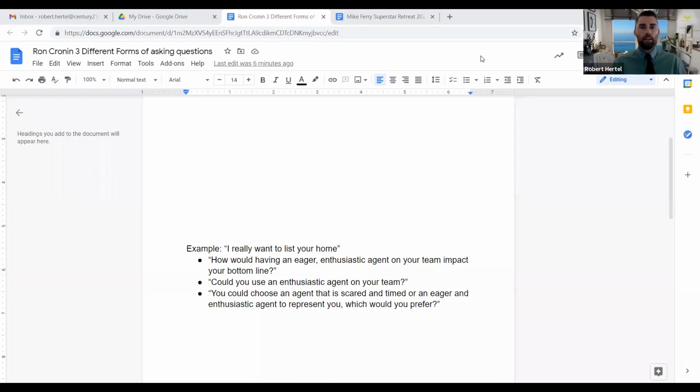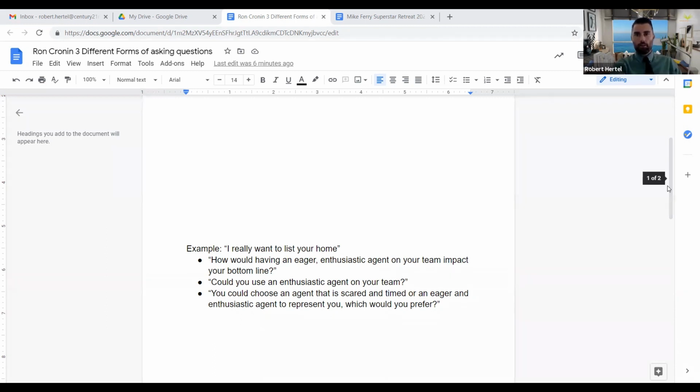The second one is a yes or no. Could you use an enthusiastic agent on your team? Yes or no. The third one is an A or B where you're giving options. You could choose an agent that is scared and timid or an eager and enthusiastic agent to represent you. Which would you prefer? Okay. So three different ways of asking questions on the statement of I really want to list your home.